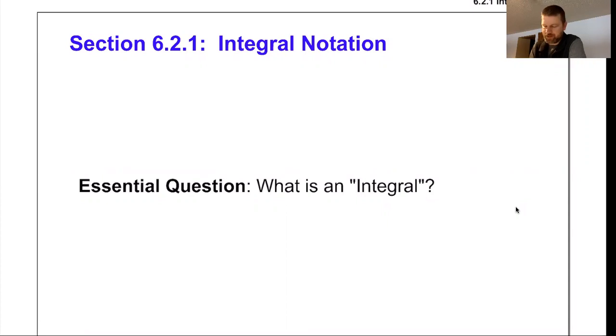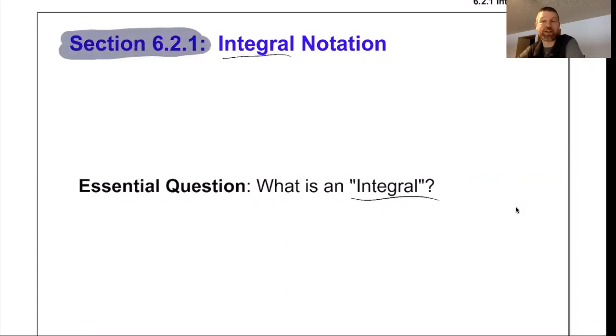Hello, today's video is on section 6.2. We're going to talk about something called integral notation. An integral is going to be a huge part of calculus. We spent the first half of calculus taking what are called derivatives. We know a lot about derivatives now. The whole second half of calculus is going to focus on integrals and what they are.